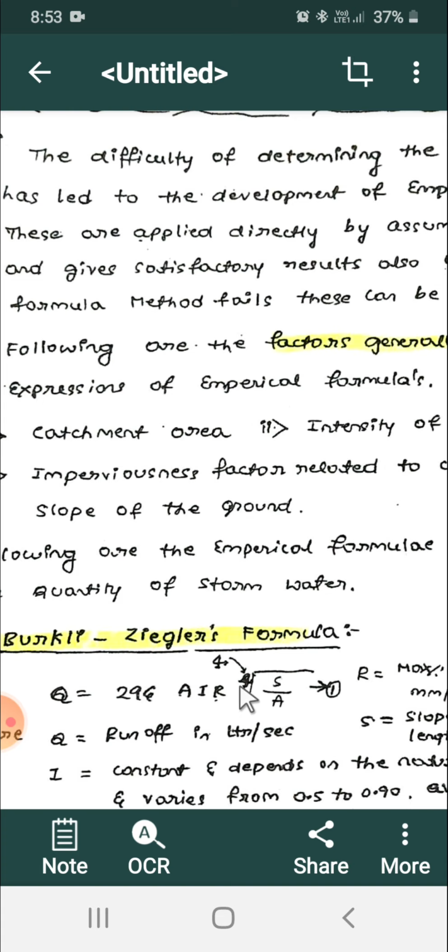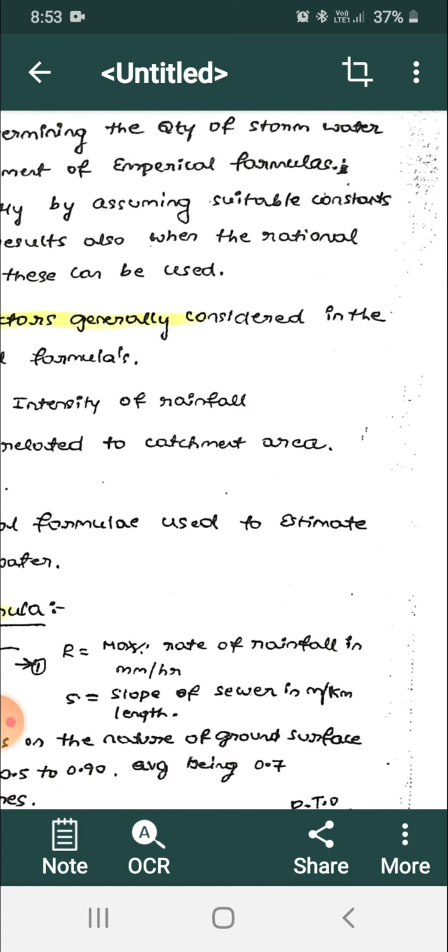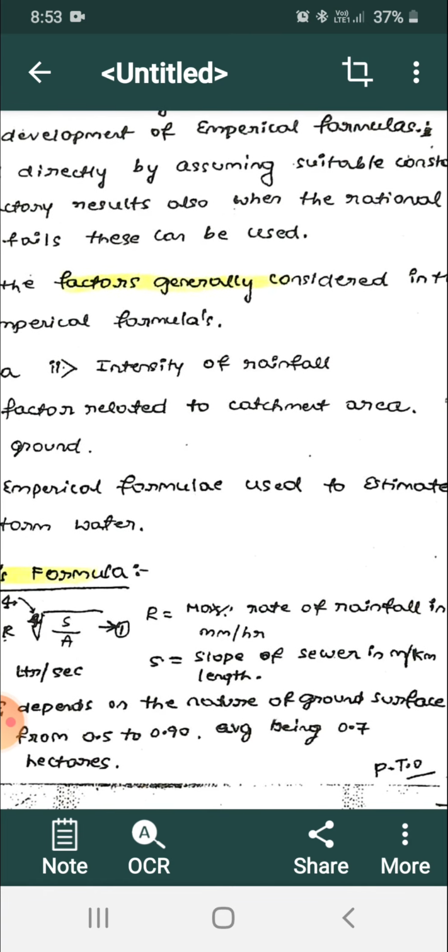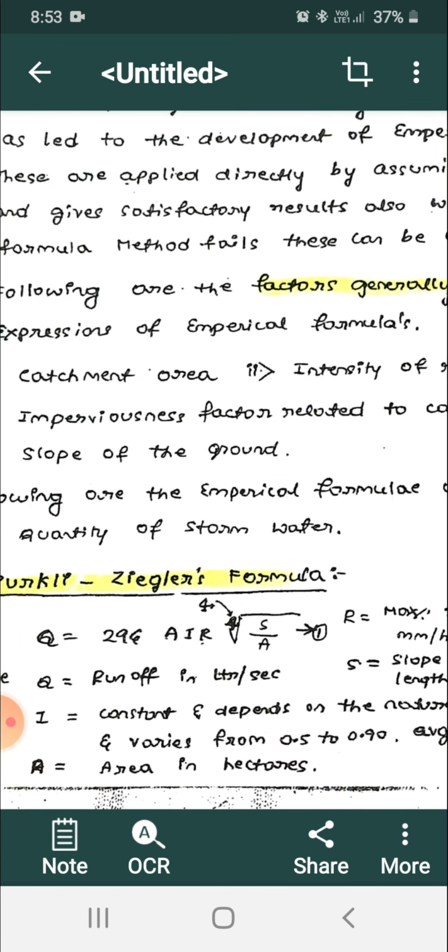296 into AR, fourth root of S by A. What is S? The slope of the sewer, and R is the maximum rate of rainfall in mm per hour. Everything is self-explanatory. You just go through it, and in the examination there is no problem.